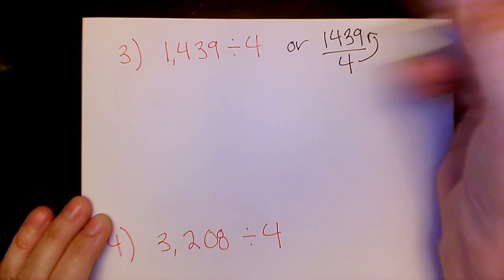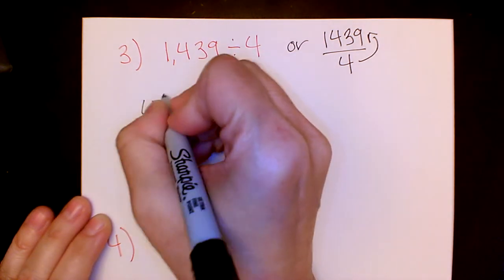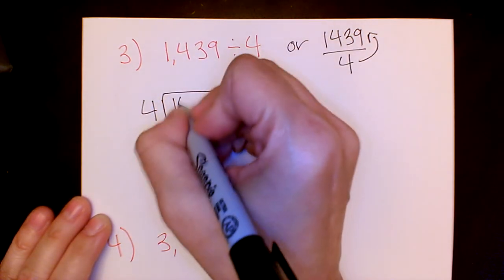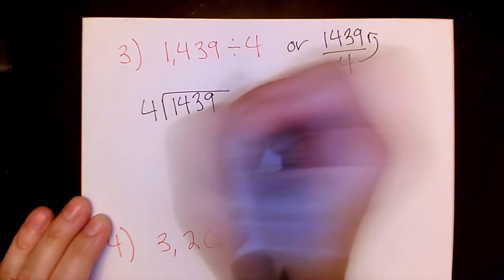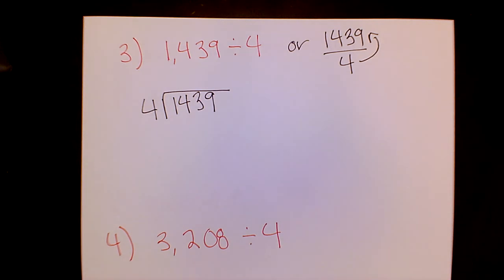So the 4 goes on the outside. We're taking that 4 and dividing it into 1439. So let's see what's happening. Going digit by digit, does 4 go into 1? Nope, too small. There are no 4s in the number 1.